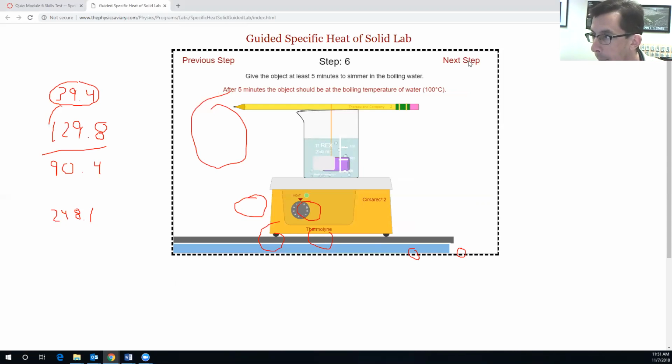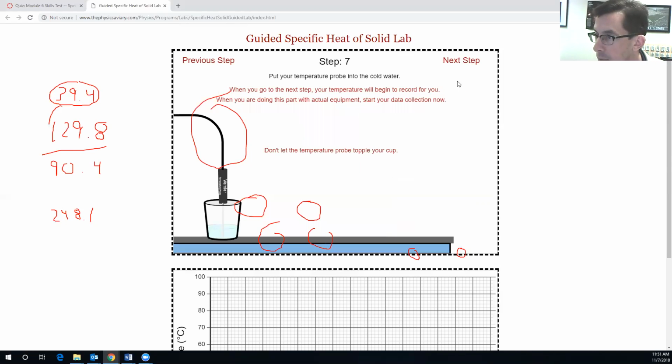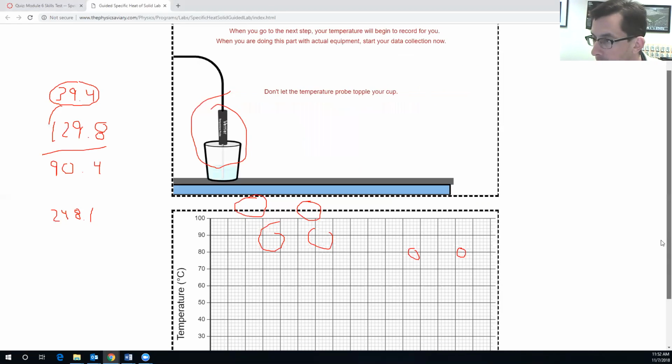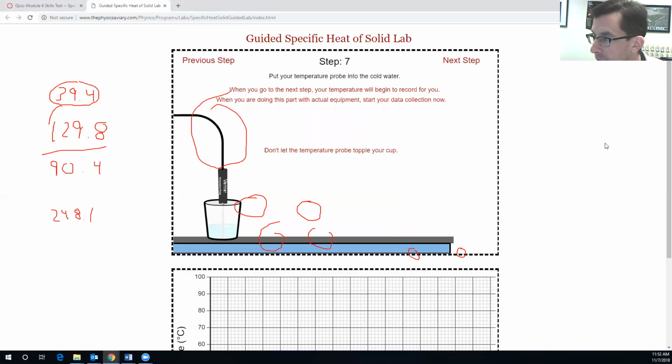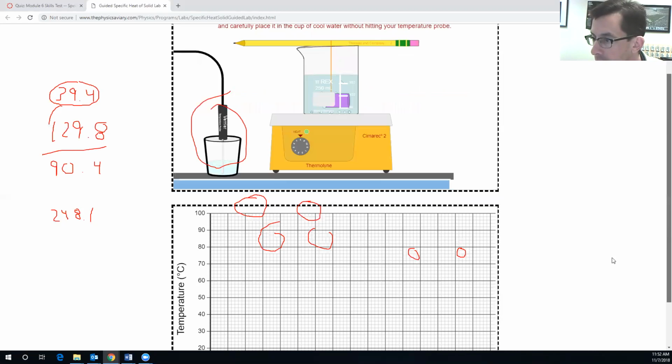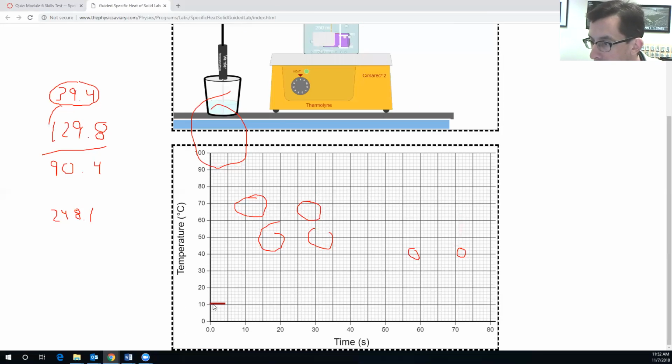So again, I'm up to step 7. Notice that at this point, I have a little temperature probe sitting in a beaker of cool water. And when I hit next step, it's going to actually give me the temperature of the cool water. So notice I got this little brown line, and it's right around 11 degrees, a little bit over 10. So that's the temperature of my cool water.